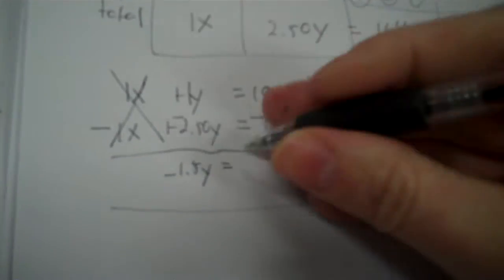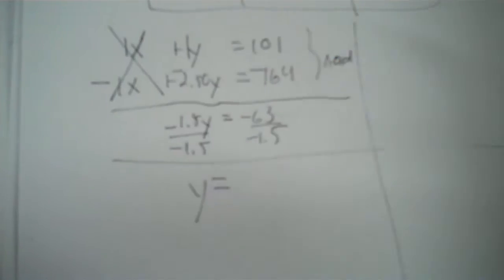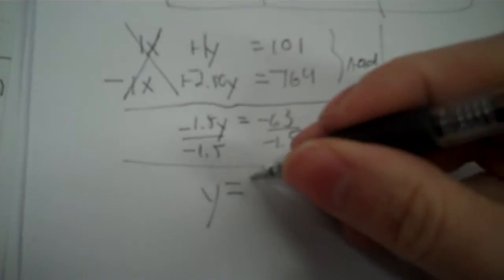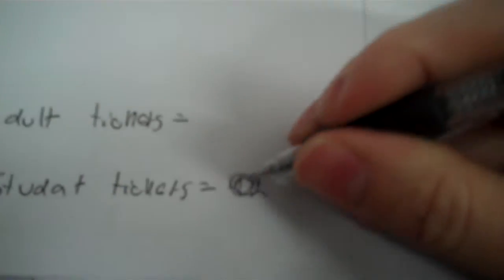Negative 63. Now I divide both sides by negative 1.5. And negative 63 divided by negative 1.5 is 42. So my adults are 42. So we have 42 adult tickets. Okay, I'll put that in the wrong place. That's adults.